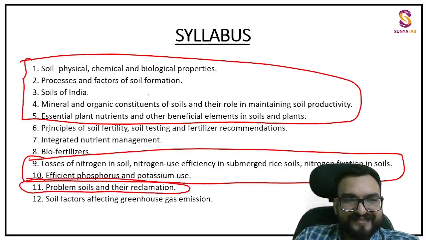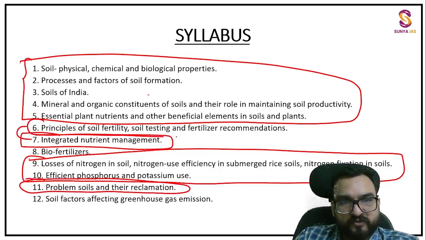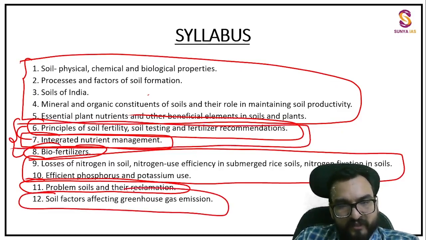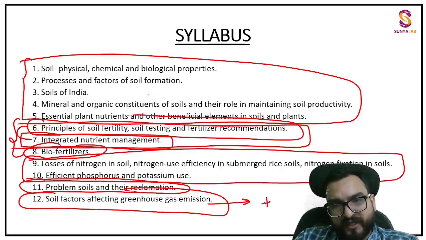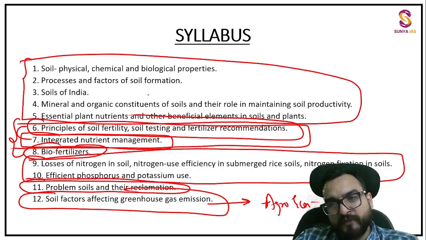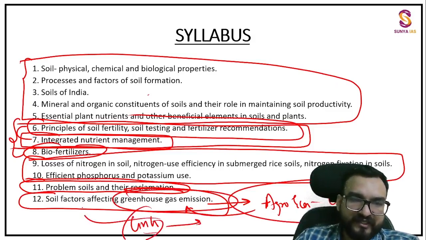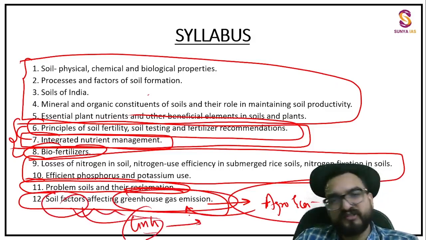Now in the next class, we will be focusing upon integrated nutrient management, some principles of this, and biofertilizer. Okay, these three aspects in the next class I'll be focusing upon. And this last particular thing, you can wait for it in agroecology. When we do agroecology unit 1, we will cover this particular aspect, because this is talking about GHGs. I'll explain GHGs there and how soil factors affect these GHGs.